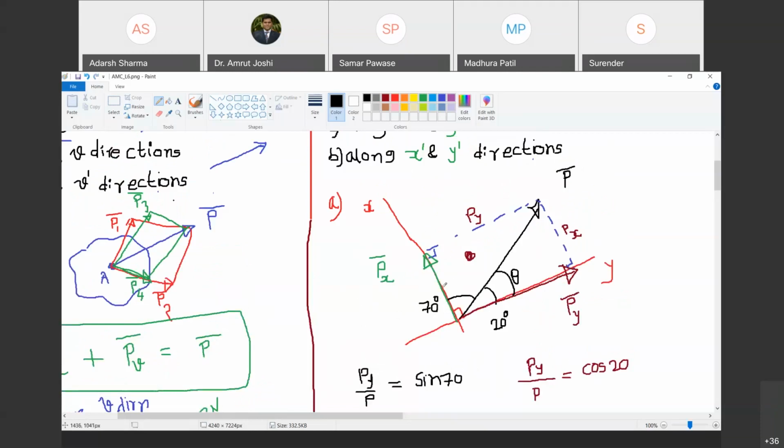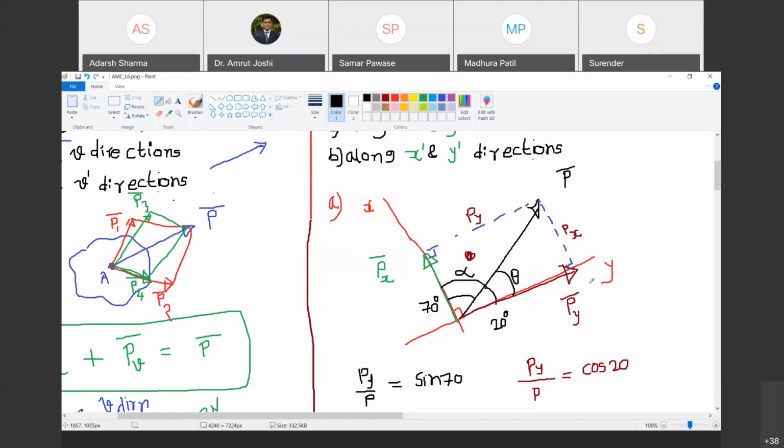Now, if I call this angle as alpha, tell me how much is Px. The component adjacent to alpha is cos alpha. So therefore, it is P cos alpha. Do you agree with me? Yes. So I can say Px in two ways: P cos alpha or P sin theta. Yes sir. Similarly, I can say Py in two ways: the component adjacent to theta is cos theta, so Py is equal to P cos theta.